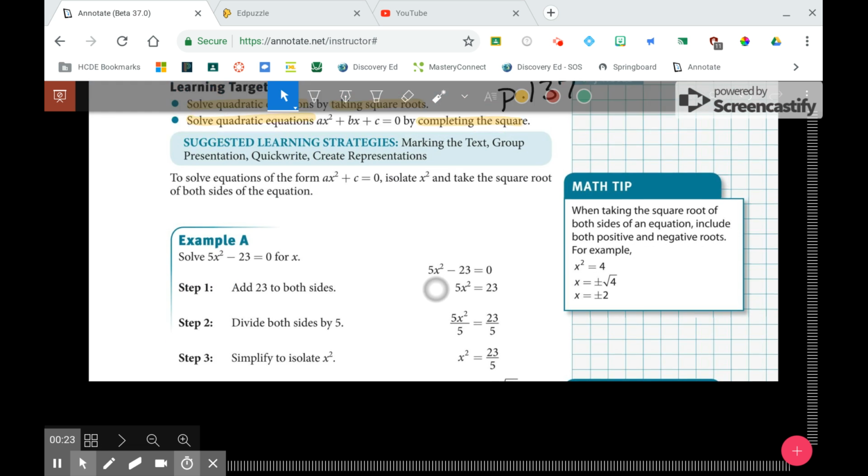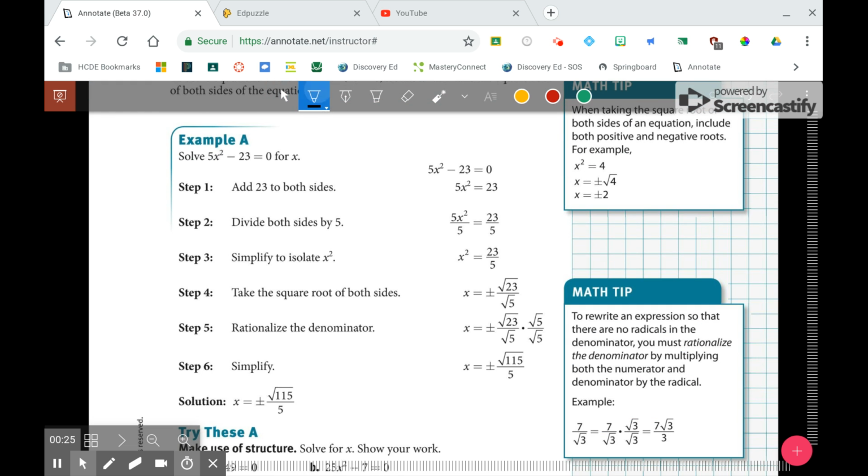So let's start with solving. Solving is really just solving for x. So notice right here, we need to get x by itself. So we move the 23 over by adding. So now we have 5x squared equals 23. We divide by 5. So now we have x squared equals 23 over 5.